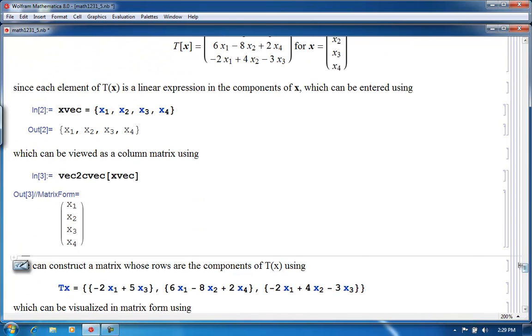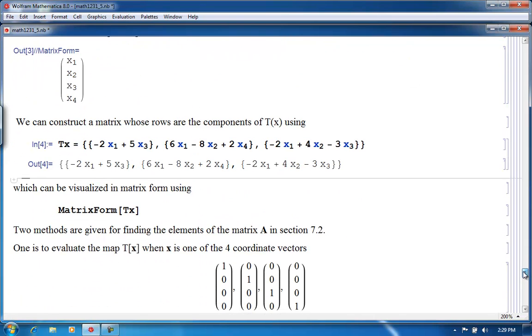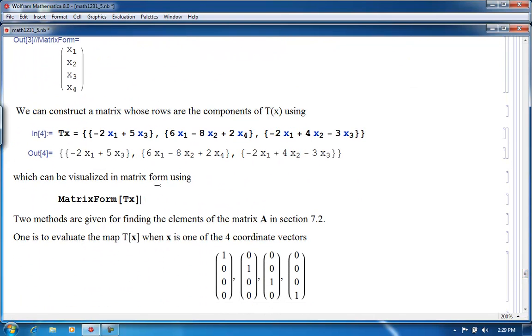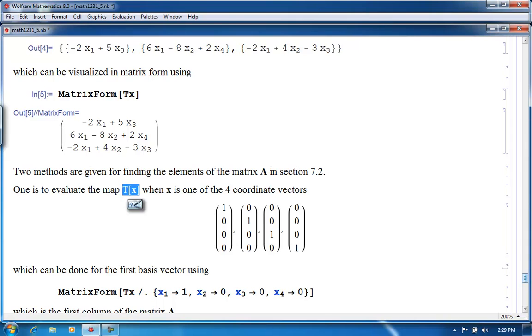Then we can construct a matrix whose rows are the elements of T of X, using that. And we can view that as a matrix using this. Well, there are two methods given in that theorem for finding the elements of the matrix A. And one is to evaluate the map T of X when X is each of the four coordinate vectors here.